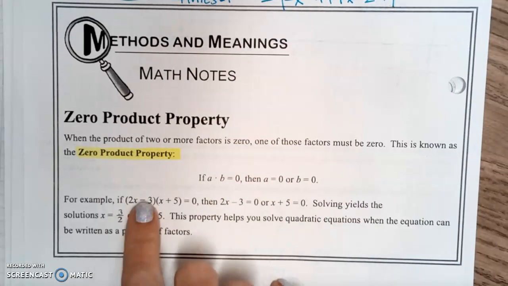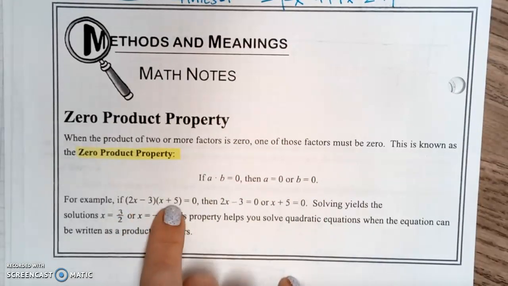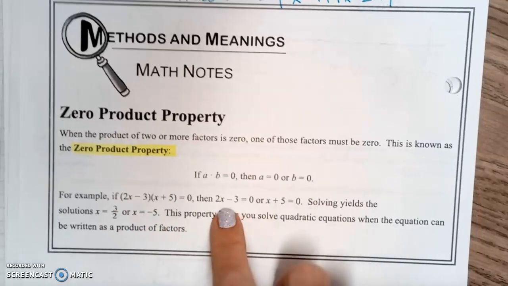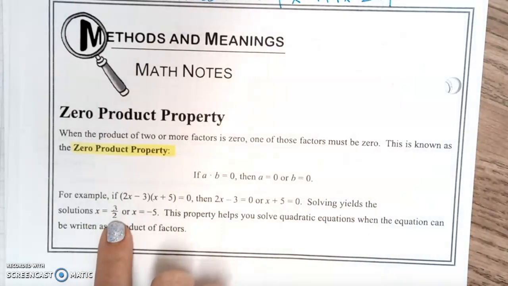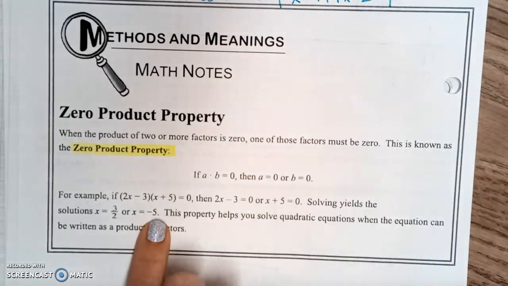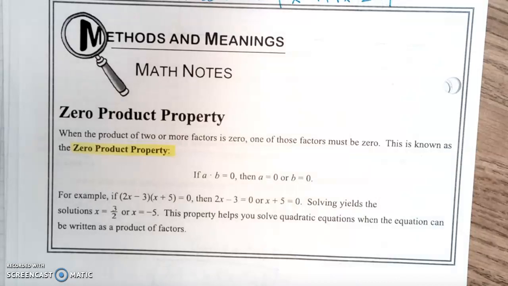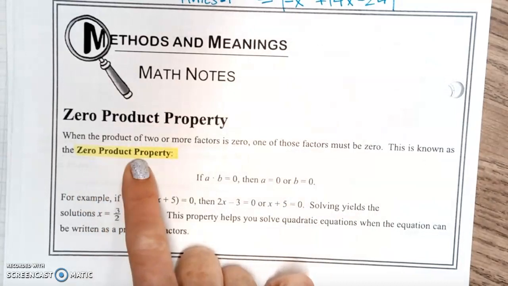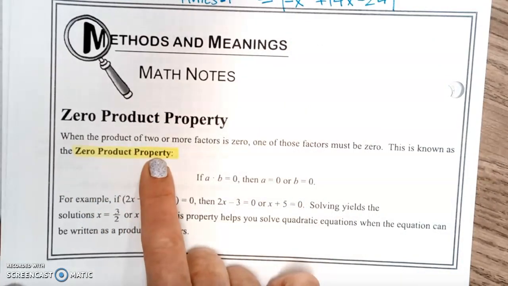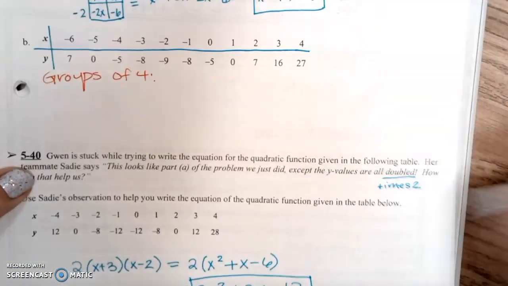For example, if you have (2x minus 3) times (x plus 5) equals 0, then 2x minus 3 equals 0 or x plus 5 equals 0. Solving yields two solutions, 3 halves and negative 5. This property helps you to solve quadratic equations when the equation can be written as a product of factors. All right, if you have a highlighter, go ahead and highlight the words zero product property. If you don't have a highlighter, just go ahead and circle it, and then turn back over to page 9.